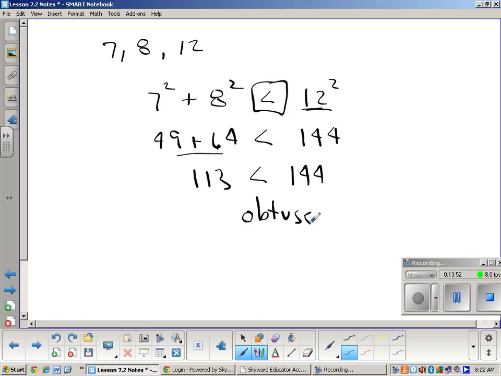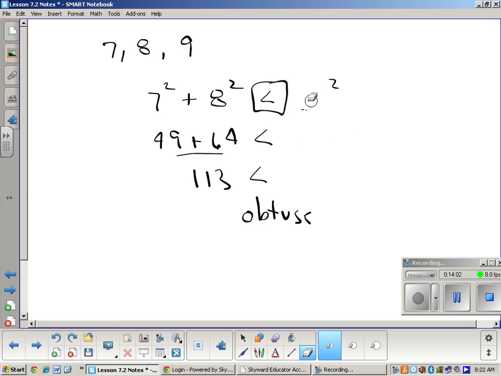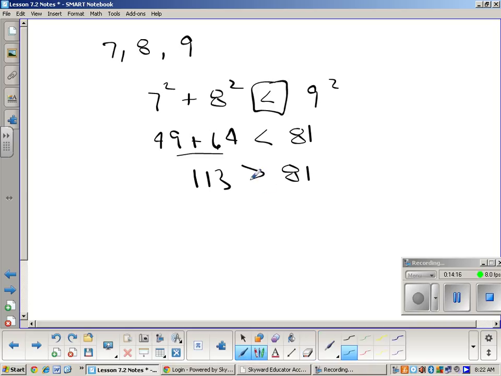Now, if my third side was 9, like I had earlier, and so that meant instead of 144, we had 81 here. Now 81 is not bigger, it's less than, so now it's an acute triangle. Okay, so now it's an acute triangle. All right? Any questions on those?